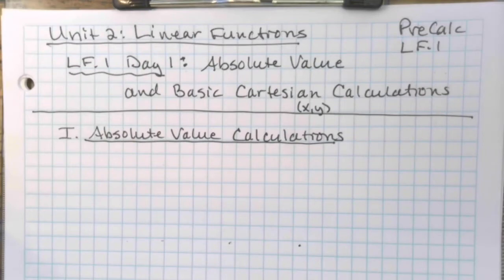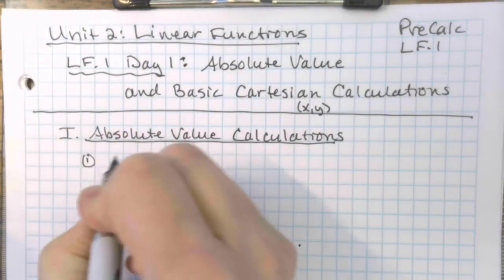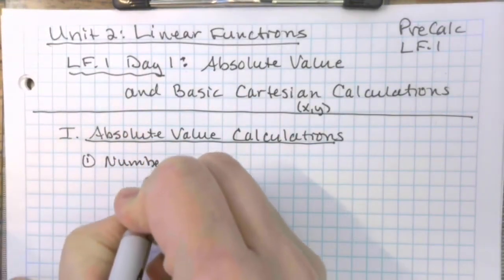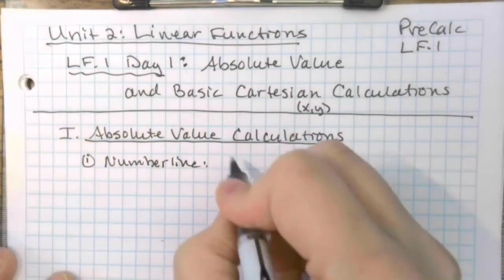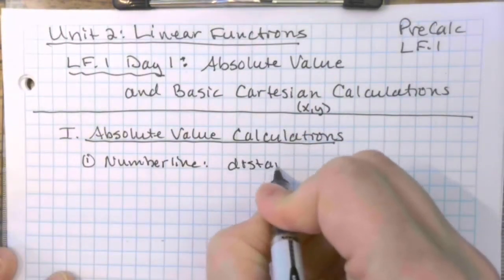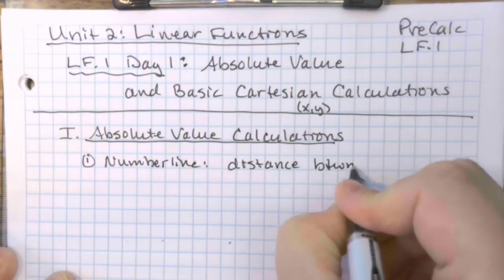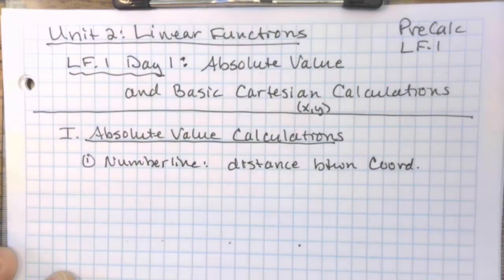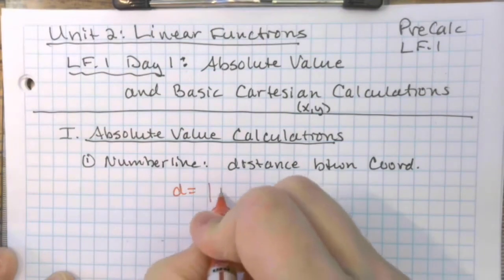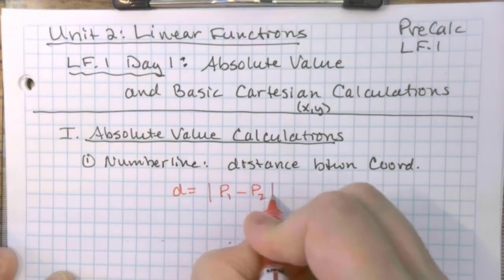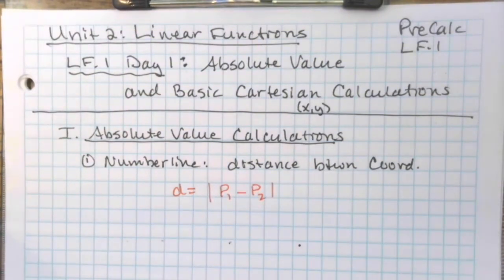All right, absolute value calculations. Here we go. Number one, on a number line, the absolute value is going to give you the distance between coordinates. So your distance between coordinates is the absolute value of x1 minus x2 or vice versa. It goes in either order.